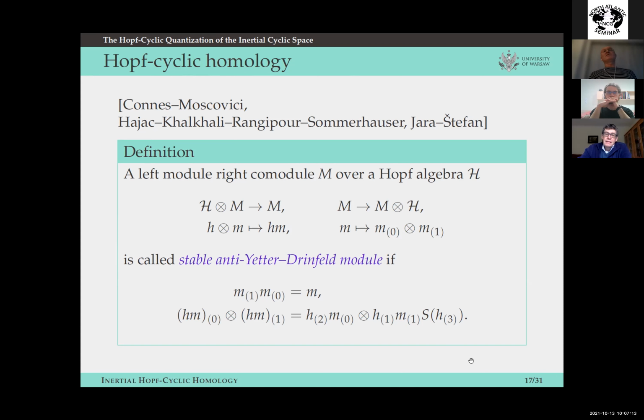So this is the theory which was introduced by Connes and Moscovici in the theory of transversal index theorem for foliations. Then it was generalized by allowing higher dimensional coefficients of this theory by Hajac, Khalkhali, Rangipour, and Sommerhäuser. And independently, a very similar construction has been developed by Jara and Stefan in the context of Hopf-Galois extensions. It was proved by, if I'm not mistaken, Khalkhali and Rangipour, that these two theories of HKRS and JS are related by Connes duality.